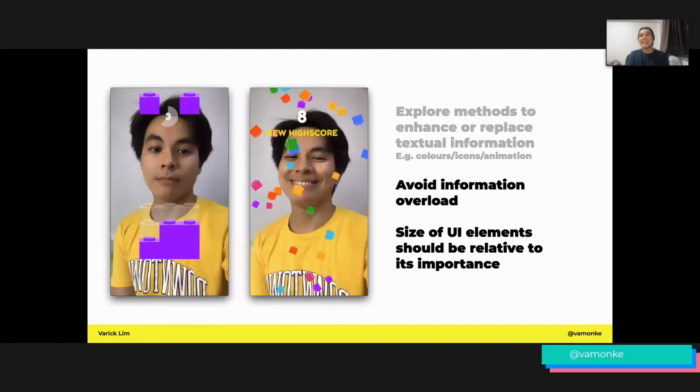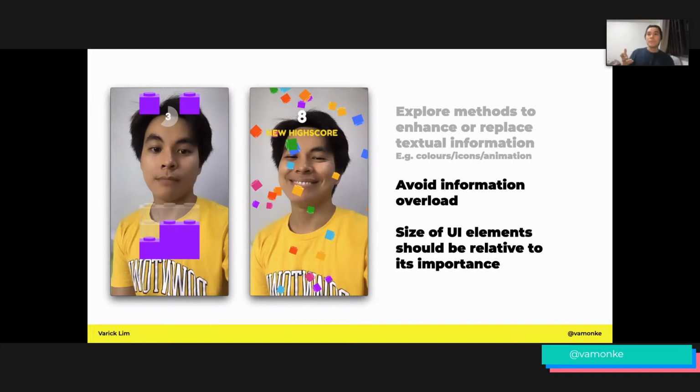And the next part is avoiding information overload. I'm also using Blocks as an example here. What I mean is that when you're designing an Instagram filter game, you have to know that your real estate, the screen size, is rather small compared to a desktop or a laptop monitor. You only have this amount of real estate to play with. So you definitely don't want to cram too many elements into one screen, because that's going to confuse the user and make it hard for them to understand what they are supposed to do.